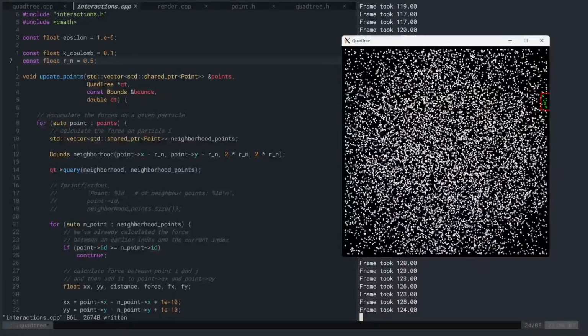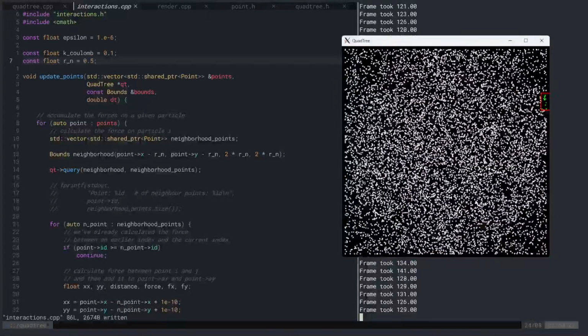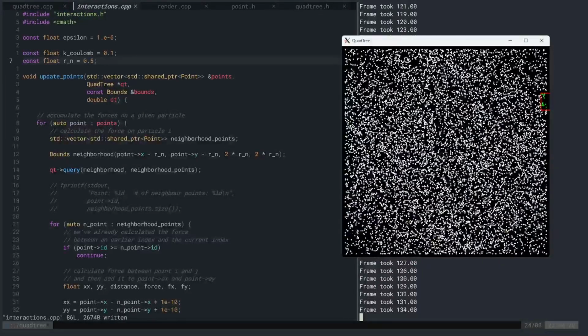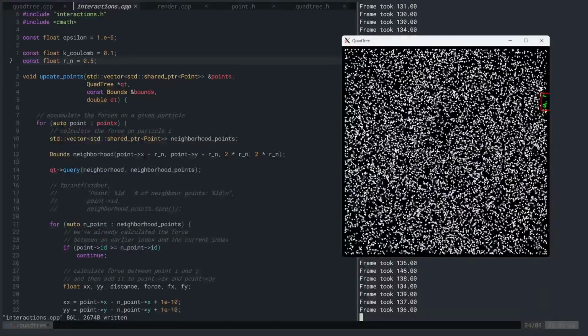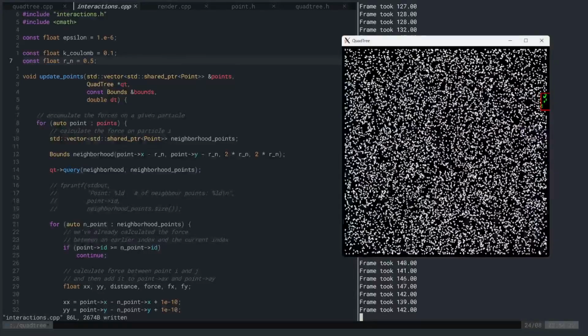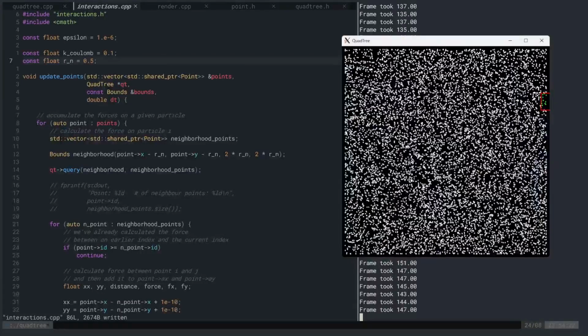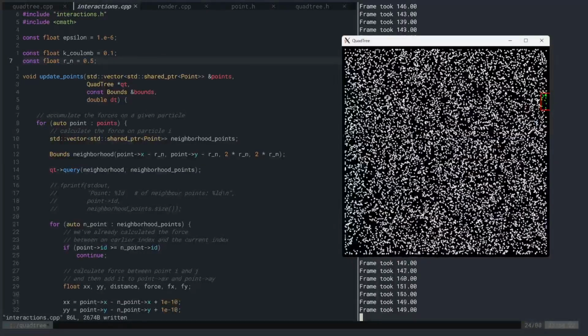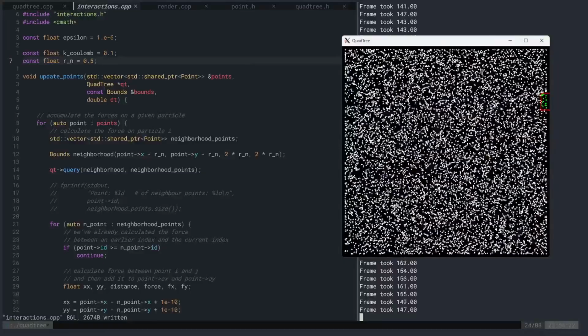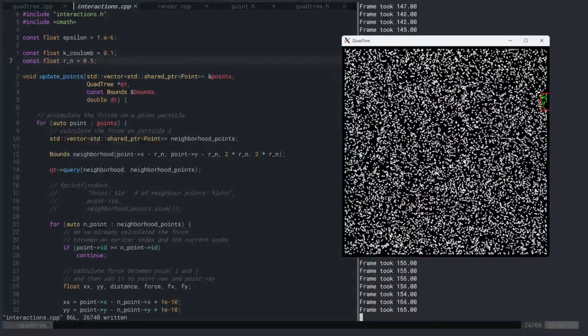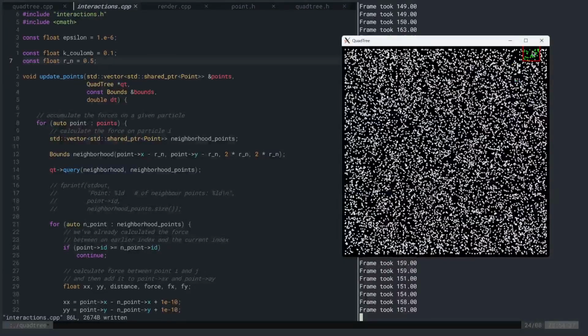This is at the cost of a less accurate force, because we're including fewer particles to calculate our force. So our force calculation itself is a little less accurate, but the speed of our simulation is much faster. And we can make this a little better as well.